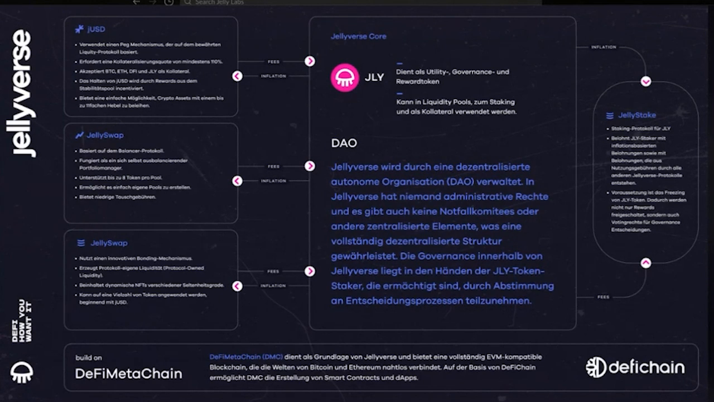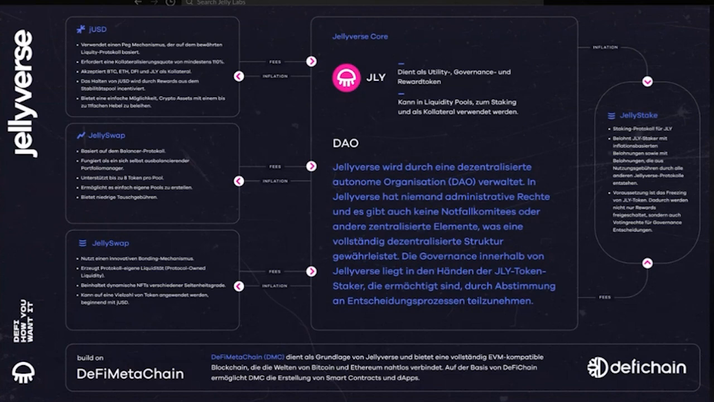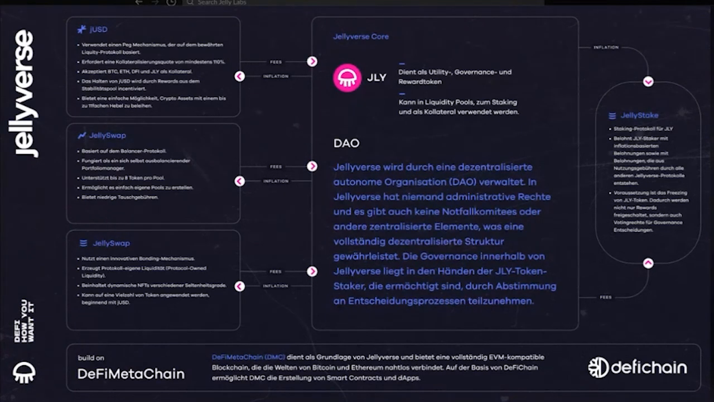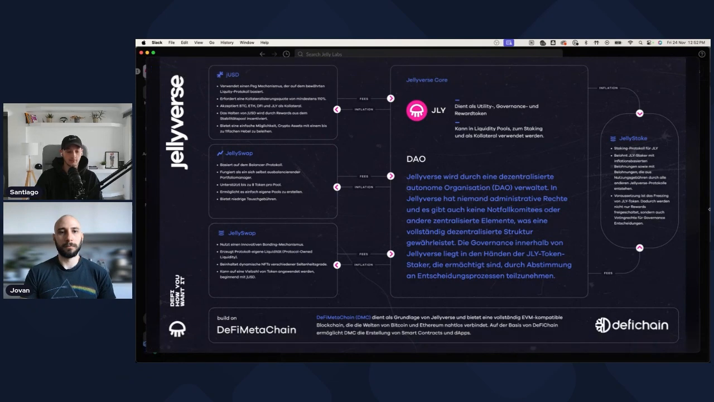So we have the protocols on the left side, which get the rewards, and all the fees collected from those protocols will go back to the stakers. So there's a clear flow of incentives and a clear benefit for people to actually hold Jelly in the long term, right?